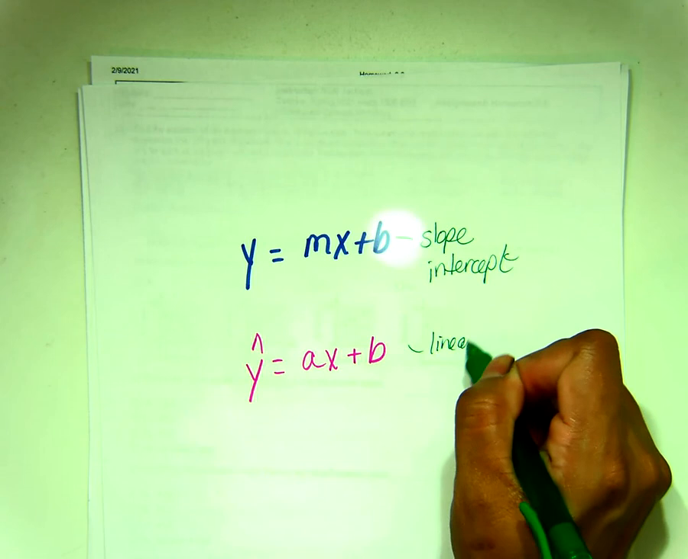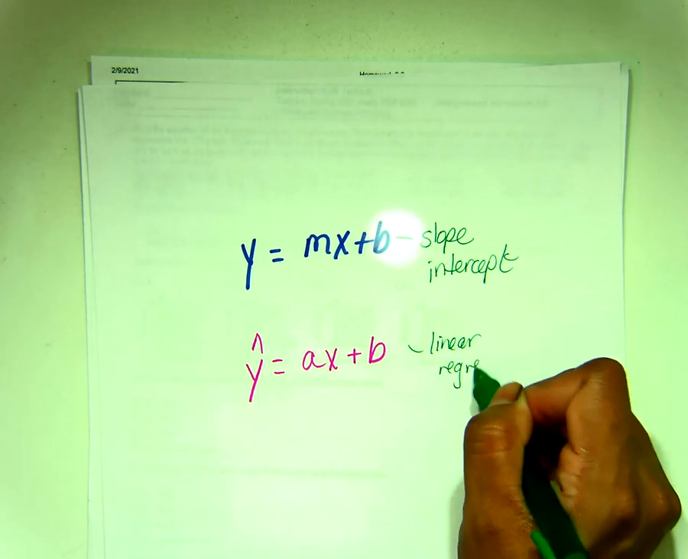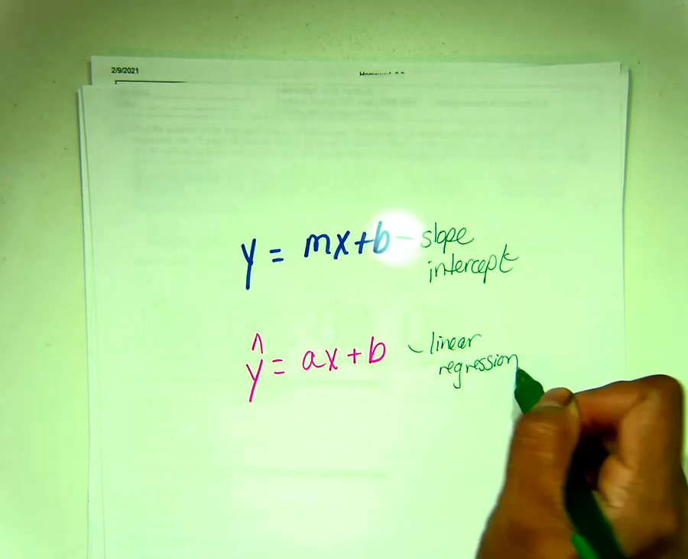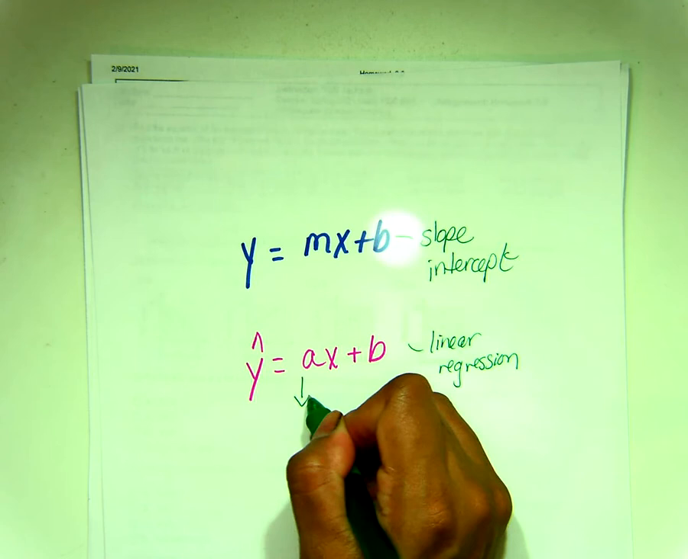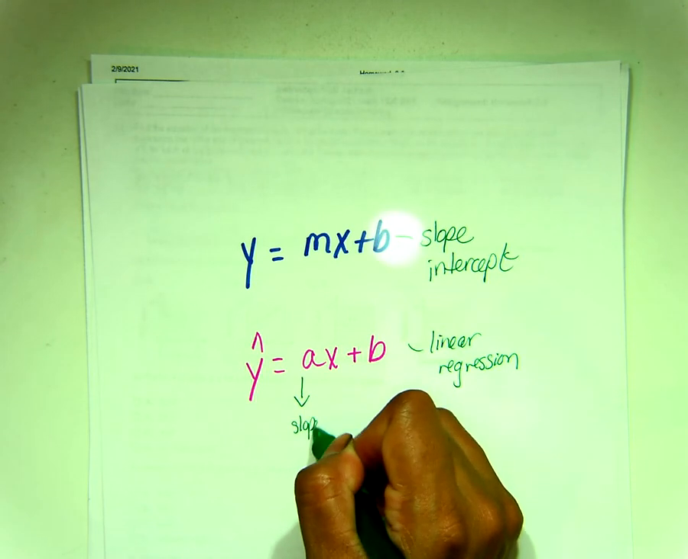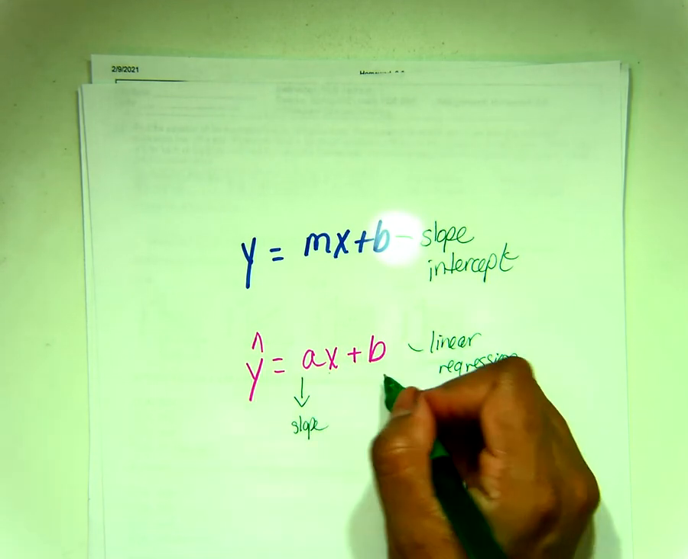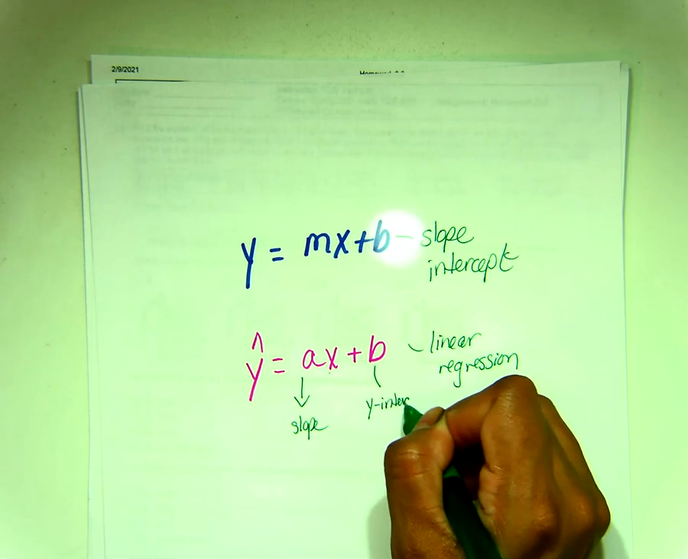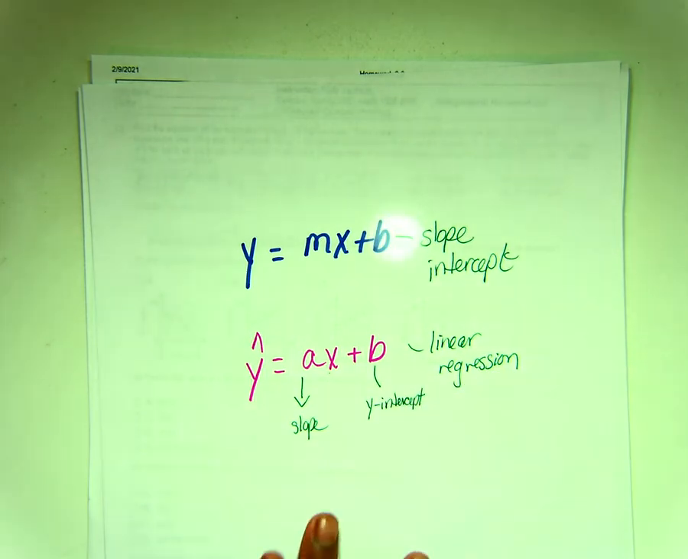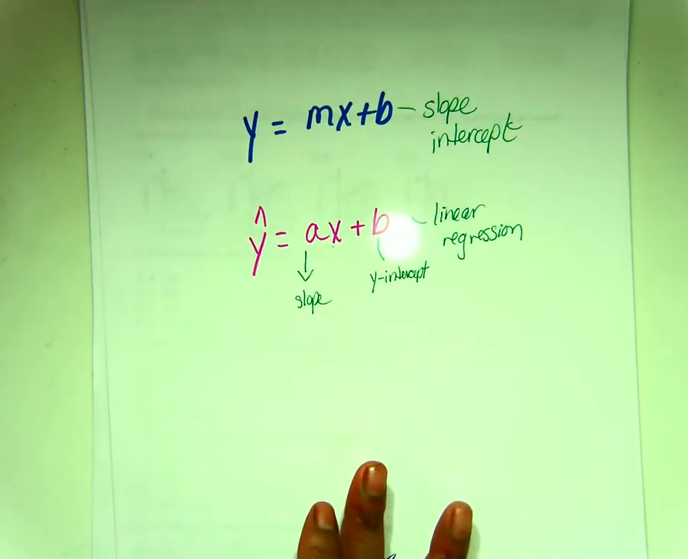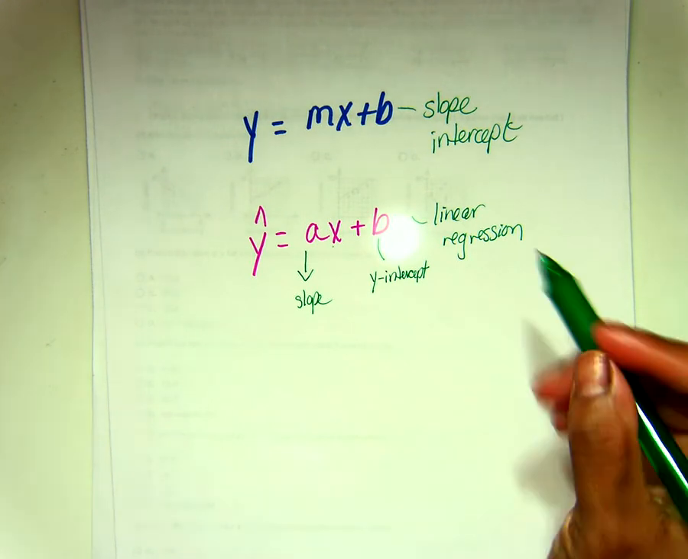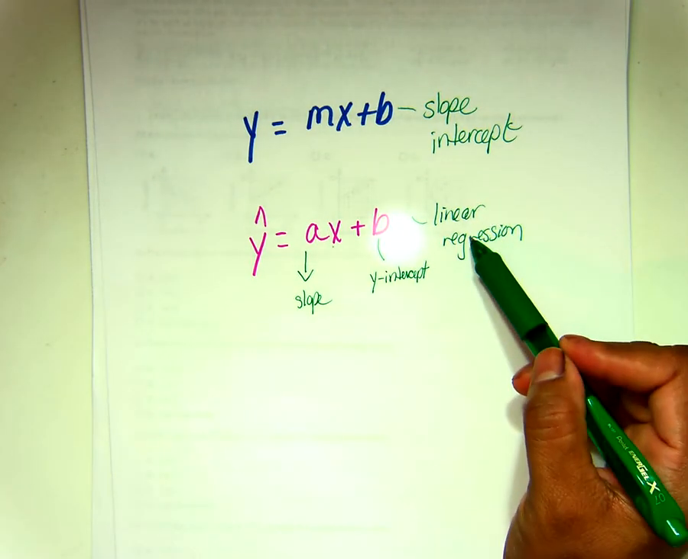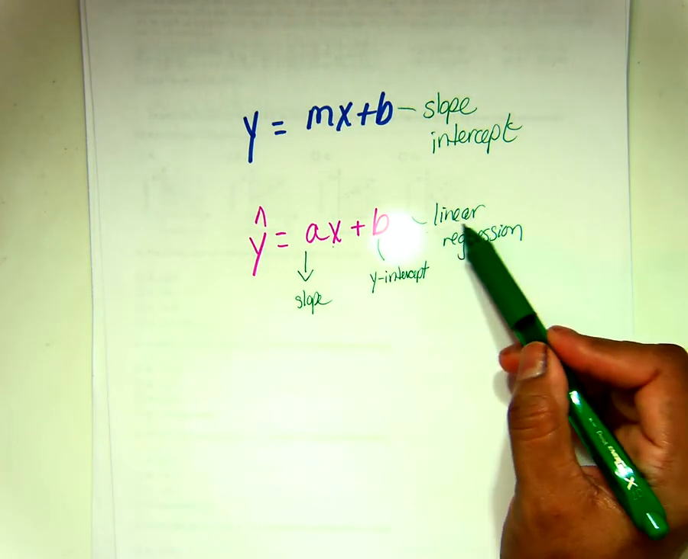Your calculator will do this for you. You know that A is going to be your slope. Notice how it's attached to the X. We know B is going to be the y-intercept, where it's going to cross the y-axis when you graph it. But there's some more stuff that we need to understand about linear regression. We know linear regression is going to be a line. We can see that. See that part right there, the line part?